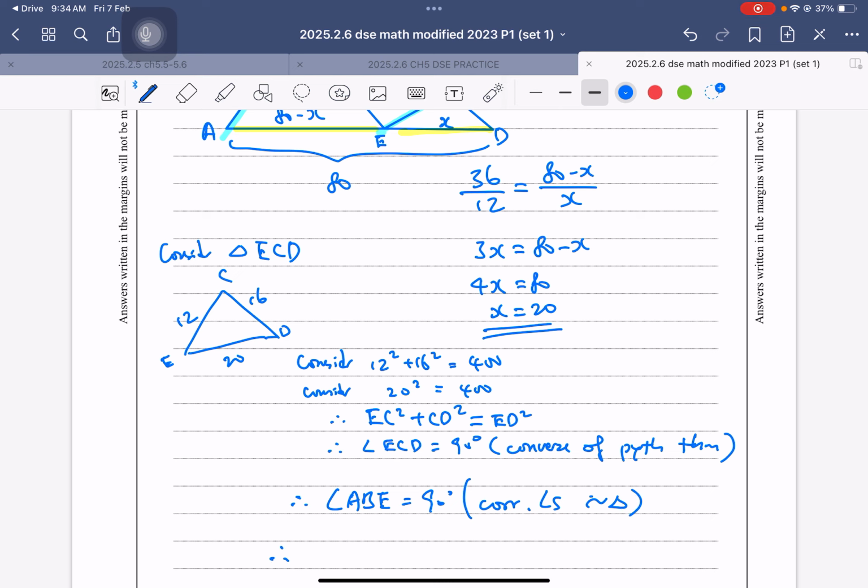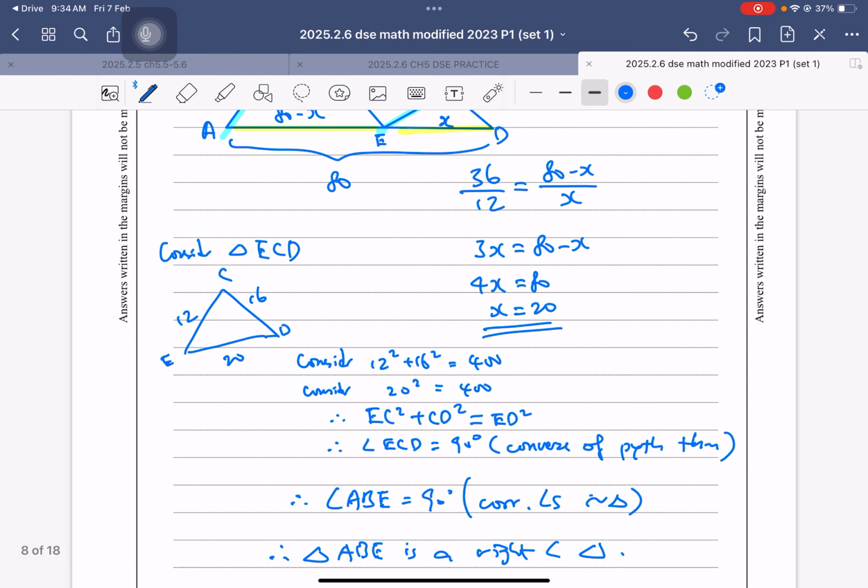So triangle ABE is a right angled triangle. That's the whole proof. Okay, so remember when you're doing the questions, if they don't give you the right angle, you can't assume that it's a right angle. Okay, Ria?